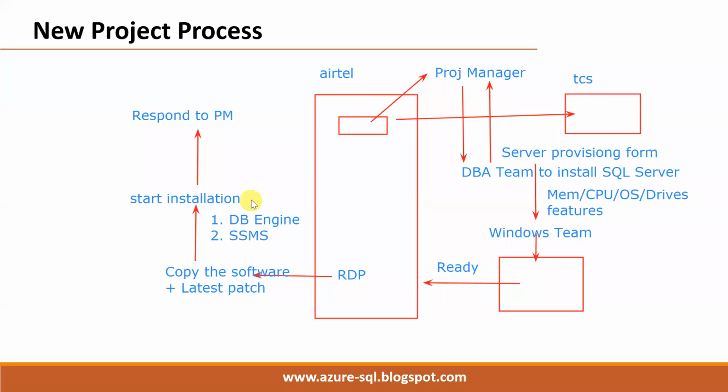Any question? Has everyone understood this process, or is there confusion? One question is, can we install 2016, 17 and 19 on the same machine? Yes, we can install them on the same machine. You can install the latest SSMS, and with the latest SSMS you can work with 16, 17, 19 also.